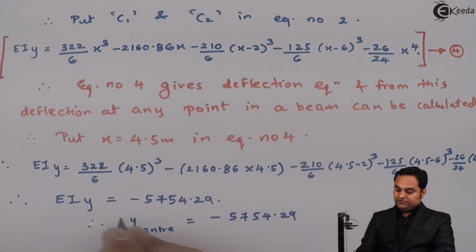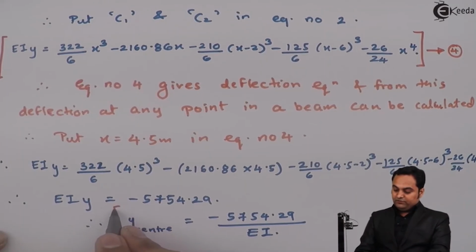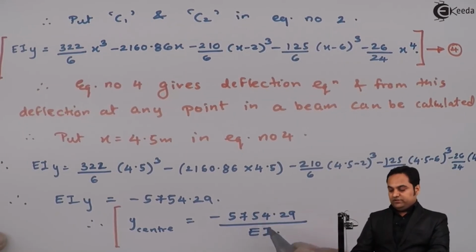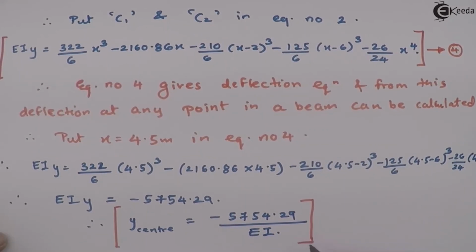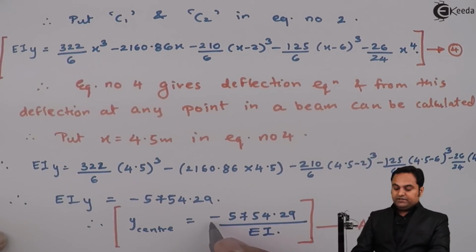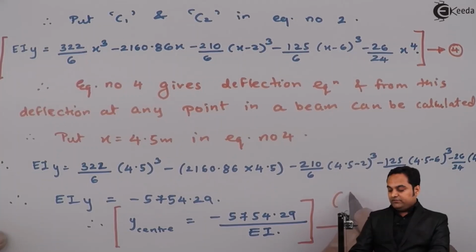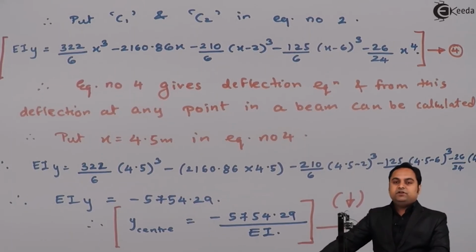I'll shift EI onto the other side, so it comes in the denominator. Suppose in this problem, if the EI value had been given, we would have put the values and found the answer. But here, since EI is constant, I'll keep it as it is. So this is the deflection at the center, our third answer. And the negative sign indicates that the deflection of the beam is in the downward direction. And with this, we complete the problem.